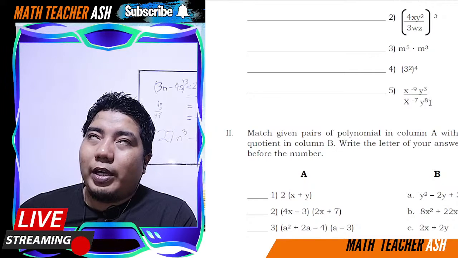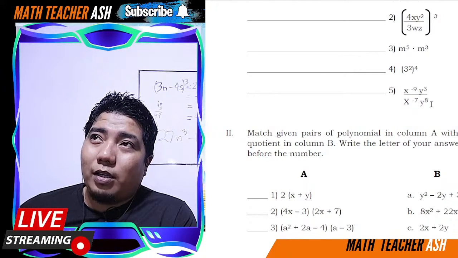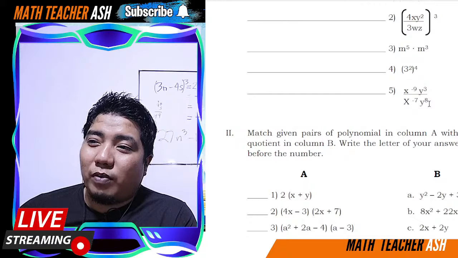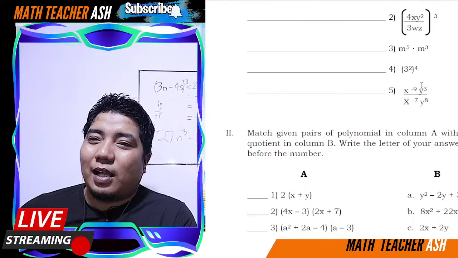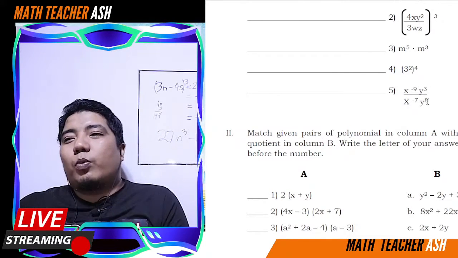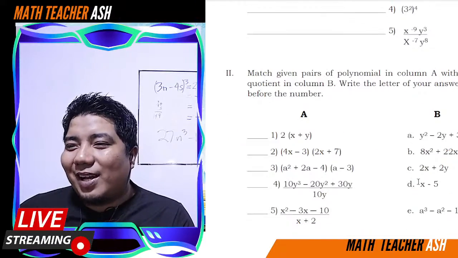Then, y cube, y8, mas marami ditong y. So, y to the 5th. Mas sobra siya ng y to the 5th. So, therefore, wala nang matira sa taas. So, 1 over x squared, y to the 5th power. Okay, ganun lang kadali, my dear math learners.